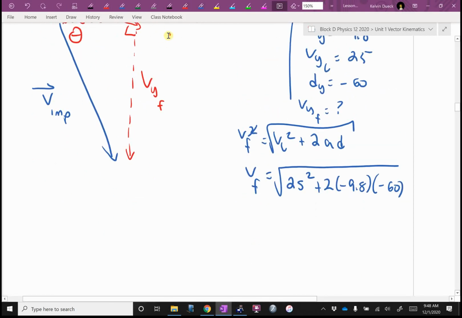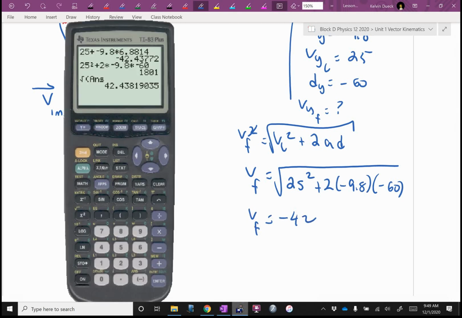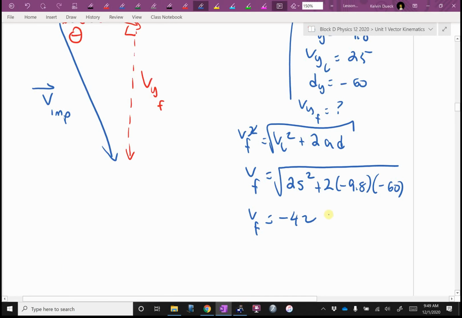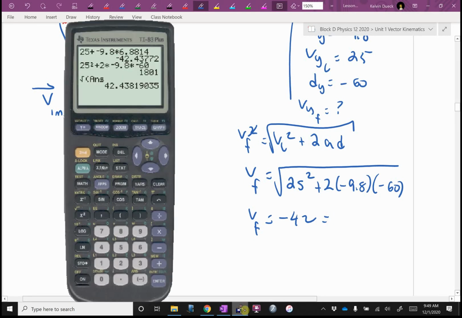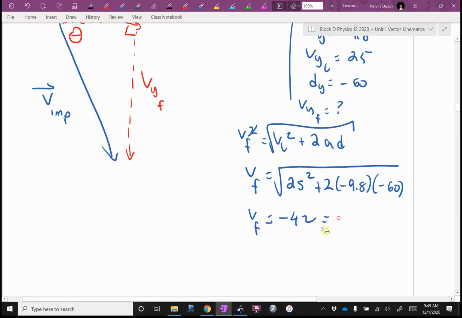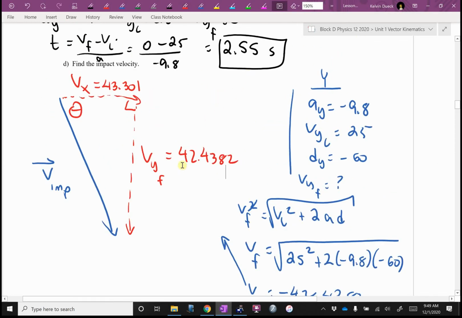Have I got lots of, oh good, I still got lots of room. Negative 40, what did I say, Mr. Dewick? 42.4382. And I'll stick that here. 42.4382. Mr. Dewick, why didn't you put the negative in your picture? That's what the down arrow pointing thing means.